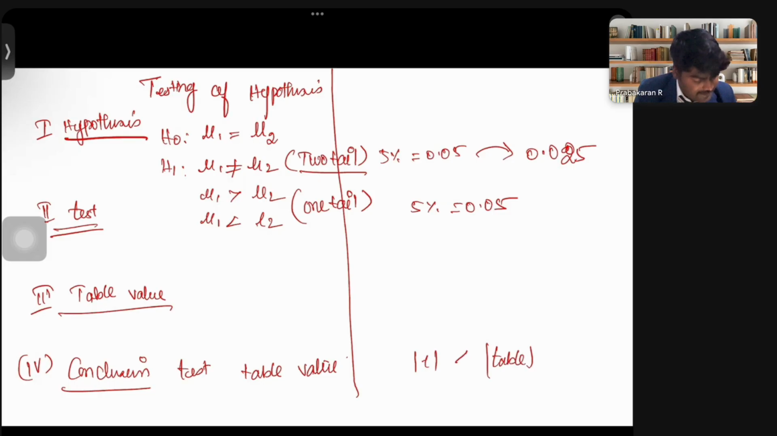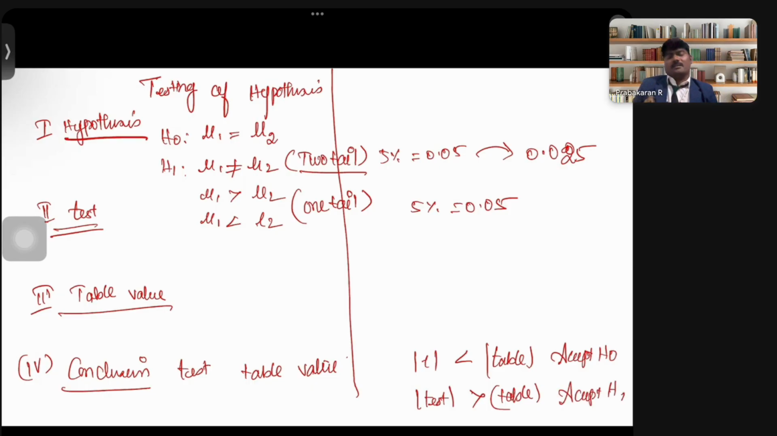If the table value is greater, you can accept H0, which means there is no significant difference or both samples come from the same population. In the other case, suppose the test value is greater than the table value, we have to accept H1, or in other words, we can reject H0. These are the 2 cases. So this is how we can create the hypothesis.